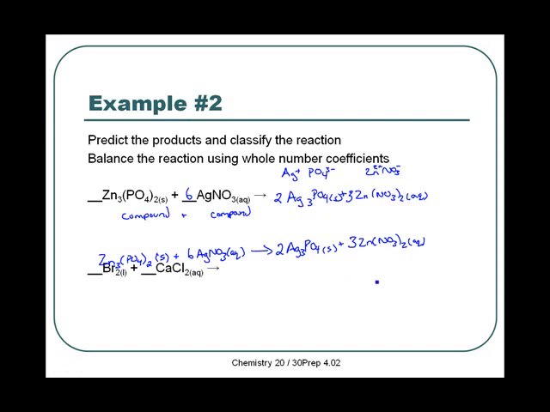The next reaction, bromine and calcium chloride. And here we have an element reacting with a compound. And again, we only have one type of reaction that fits this description. It's a single replacement, and the type of chemical that gets replaced has to be the same kind that's replacing it. So here we have a nonmetal. It's going to replace the nonmetal in our compound.